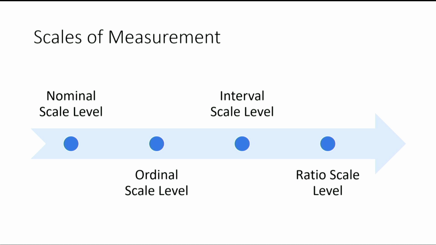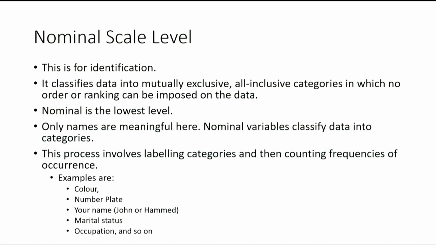Now we are going to take them one after the other. The nominal scale, this is for identification. It classifies data into mutually exclusive, all inclusive categories into which there's no order or ranking. No ranking, no order can be imposed on such data. Nominal is the lowest level when we talk of scales. Only names are meaningful here.